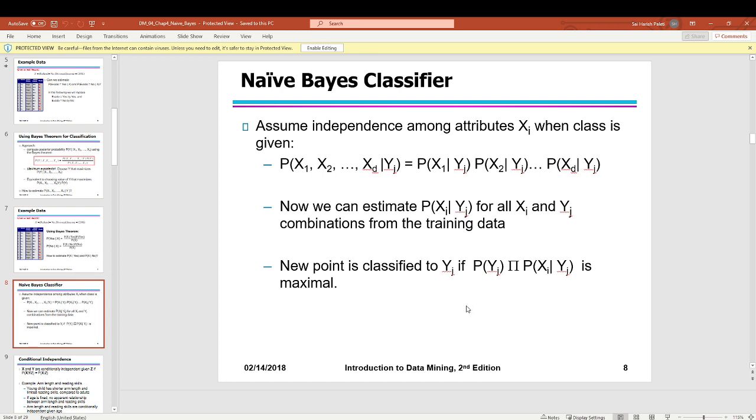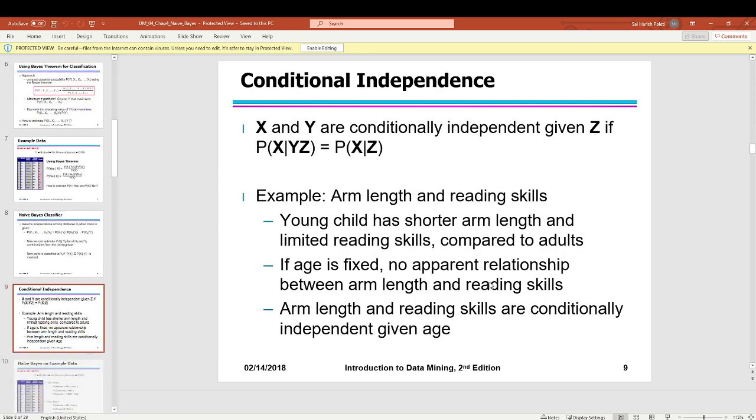Now the new point is classified as yj if P(yj) times the product of P(xi | yj) is maximal. Whatever is maximal, we will classify that point either as true or false, or yes or no.